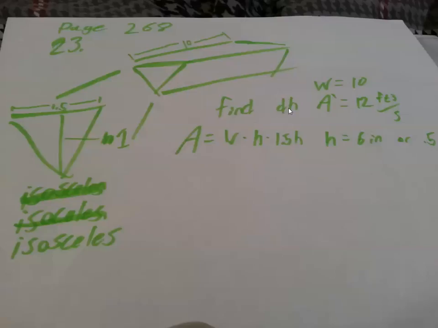So a trough is basically something you'll find on a farm. It's usually used for holding feed or water. So basically it's saying if we're pouring water into here and it's filling up this fast, how fast is the water level rising?